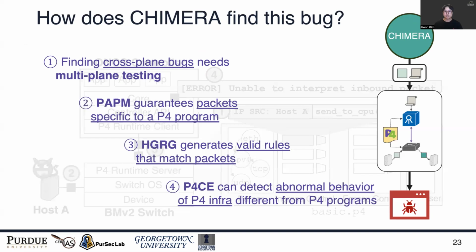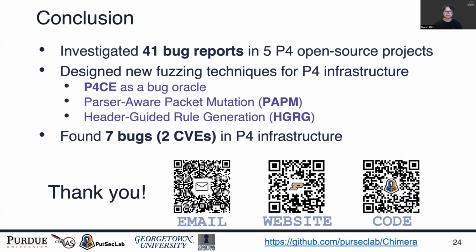Lastly, P4CE, the P4 concurrent execution, can detect the erroneous behavior of the P4 infrastructure, which is different from that of the P4 program. The P4 program expects this input packet to be delivered to the controller and applications correctly. However, due to the error messages in the core, the applications cannot receive the packet.